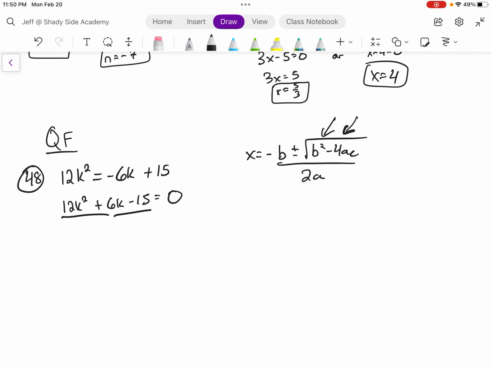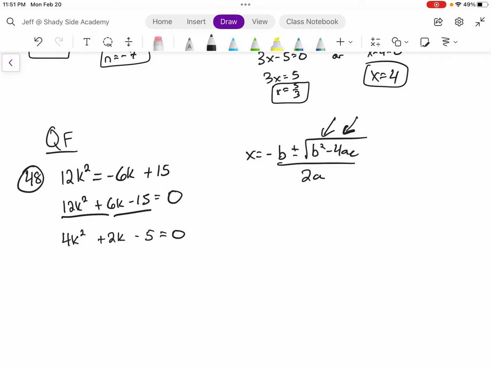And yes, they do, right? They all have a 3. And because this is an equation with an equal sign, I can divide by 3. I don't have to factor 3 out. I could just divide by it. So if I divide both sides by 3, I'm going to get 4k squared plus 2k minus 5 equals 0. Well, those are much smaller numbers when we're going to be plugging into the quadratic formula.